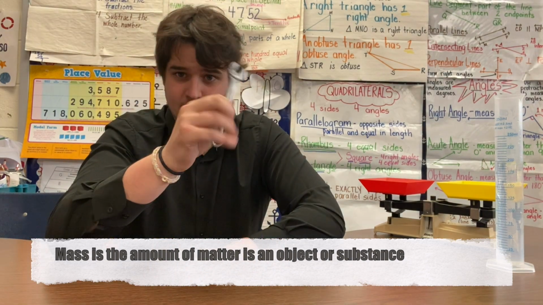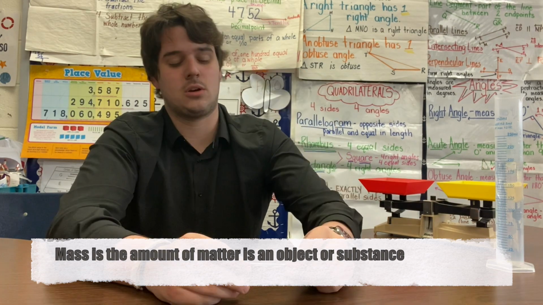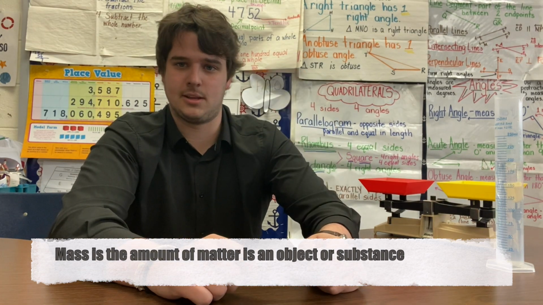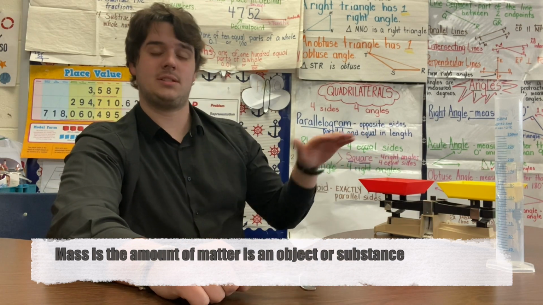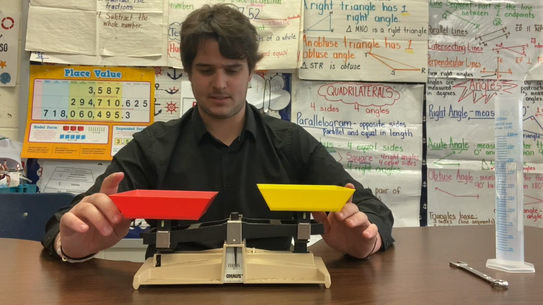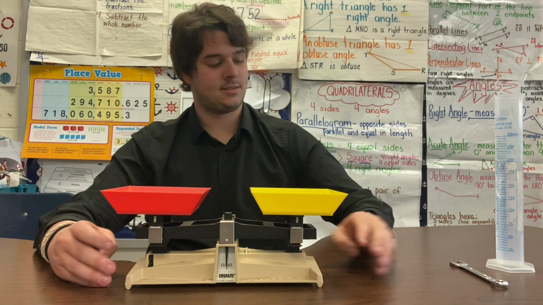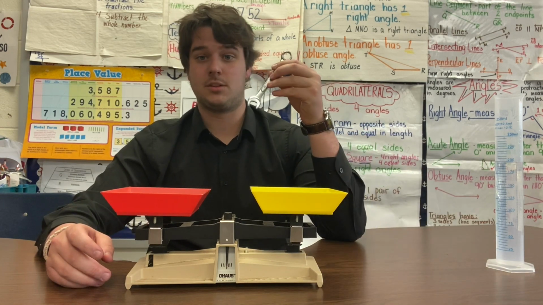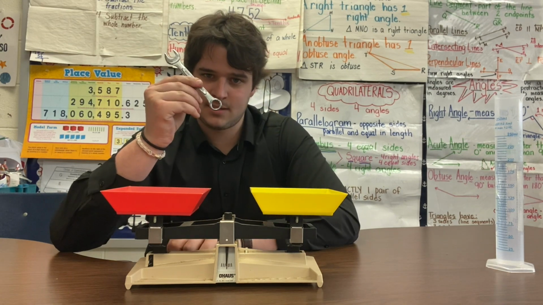So take this wrench, for example. This wrench has a constant mass. Mass is generally measured using something like a balance or a scale. We measure mass in units called grams. This is definitely lined up. So we're going to measure the mass of our wrench. We're not measuring weight, we're measuring the amount of mass that's in here.